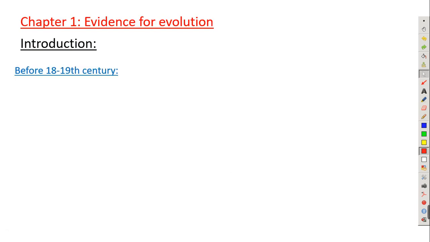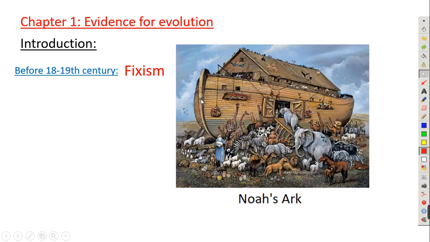Before the 18th, 19th century, the main explanation for why there is such a range of diversity was a theory called fixism. Fixism states that these different types of species have always existed and they will always exist. This type of theory can be found in different religions. For example, creationism is one type of fixism. You may know about Noah's Ark in the Bible, where you can see the different species. So creationism, which is a form of fixism, is an example of this theory that these different species have always existed, they haven't changed, and they will always exist.